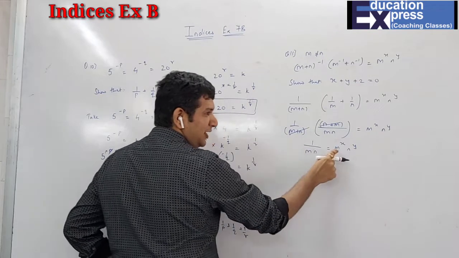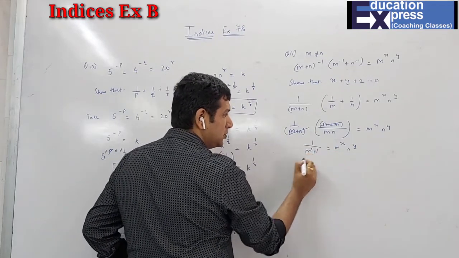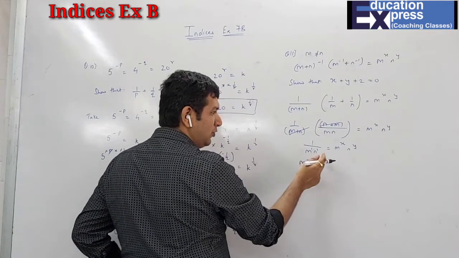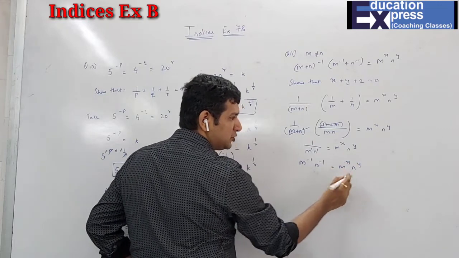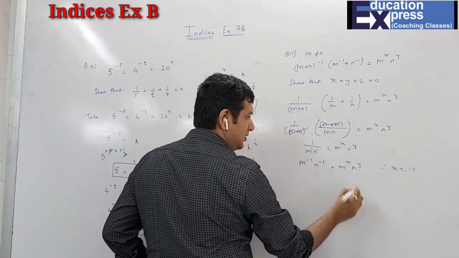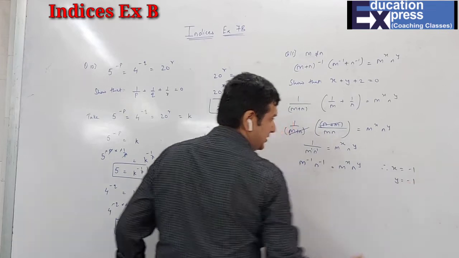So now obviously I want m, and here it's 1 upon n, reciprocal. So m raised to minus 1, n raised to 1. There is no power, so obviously I can take it as 1. And now m raised to minus 1, n raised to minus 1, the m raised to x and n raised to y. If I compare, what is the value for x? Minus 1. And the value for y will also be minus 1.